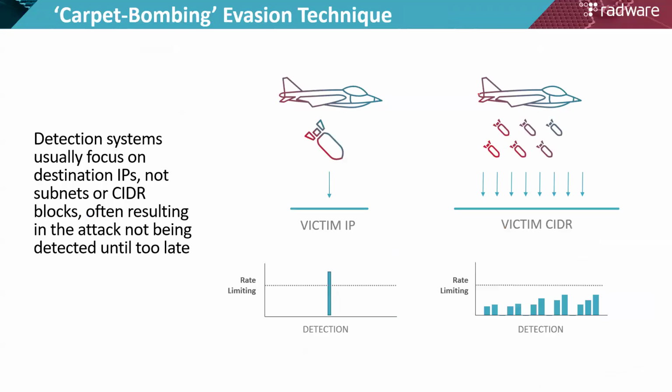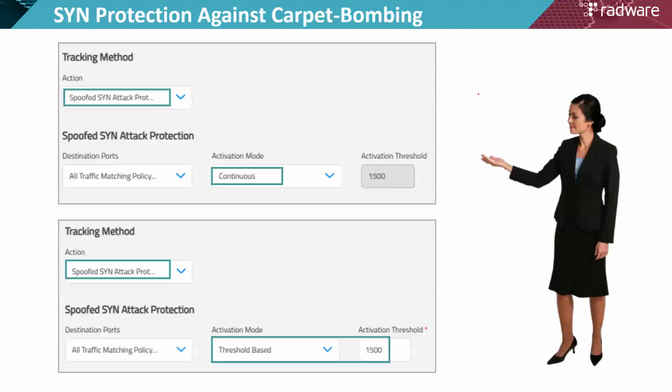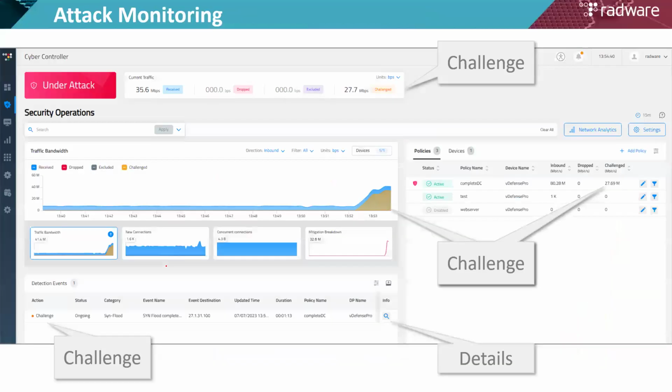This is carpet bombing. So basically here, instead of targeting a single IP, we are targeting multiple IP addresses within a customer organization, the customer network. Here, you just need to enable these settings under the tracking method. You just need to set the activation mode to continuous. That's it. So the rest everything would be taken care of.